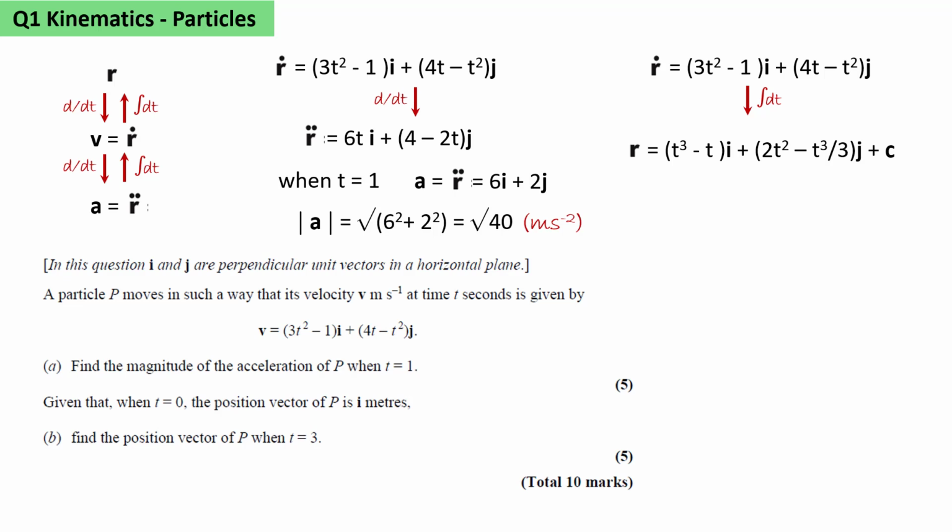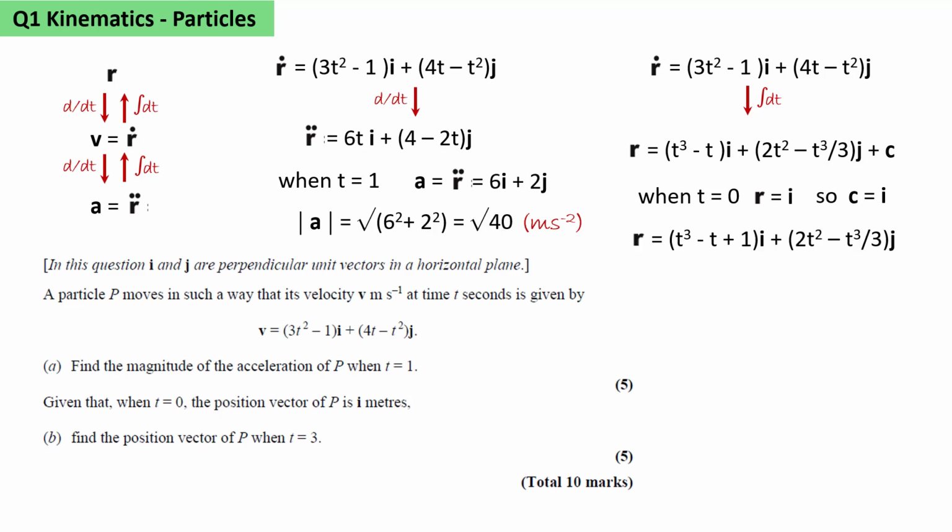We do it component-wise to get t cubed minus t, i, plus 2t squared minus t cubed over 3, j, plus a constant of integration c. The c will be a vector. When t equals 0, r equals i. We substitute r equals i in the left-hand side, we get i. We substitute t equals 0 in the right-hand side, we get c. And so c equals i.